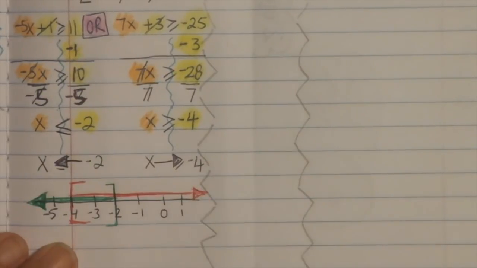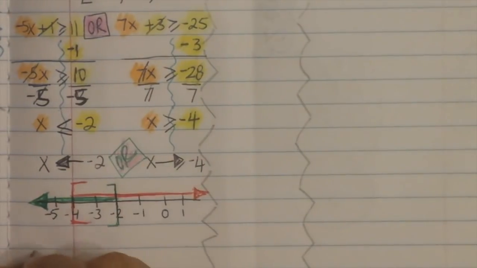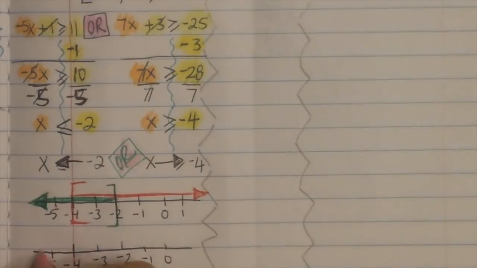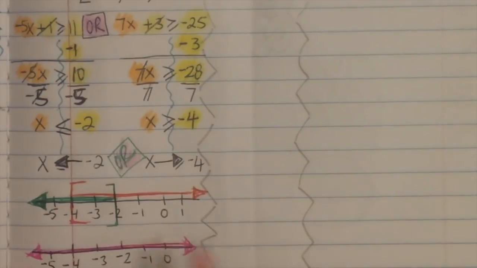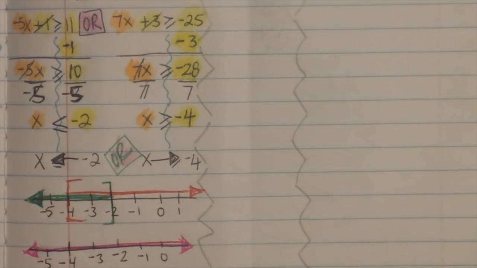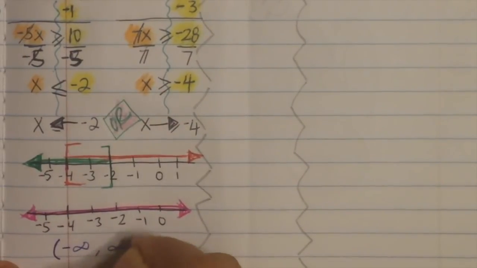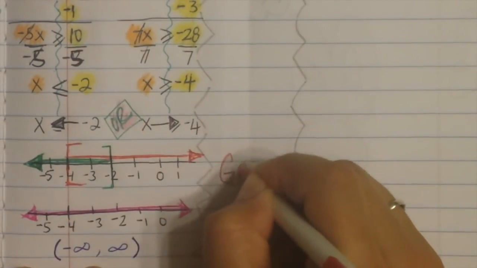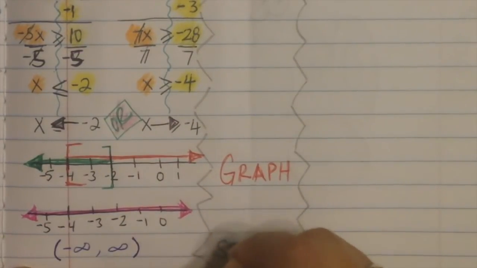Alright, now because it says or, x is less than or equal to negative 2 or x is greater than or equal to negative 4. It's not just the intersection, it's everything. So you can see in this case, it's really all the numbers on the number line. So from negative infinity to infinity, because x is any number less than or equal to negative 2, x is any number greater than or equal to negative 4. So my set notation is going to be open parentheses, negative infinity to positive infinity. Alright, in your notes section you can just write graph and set notation.